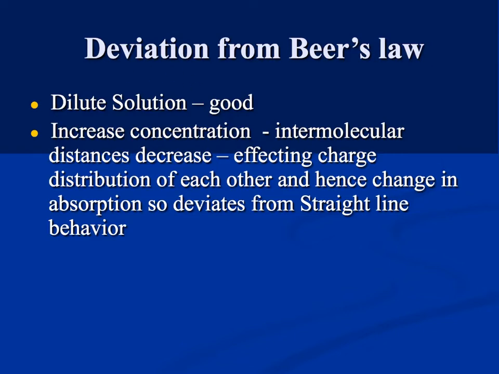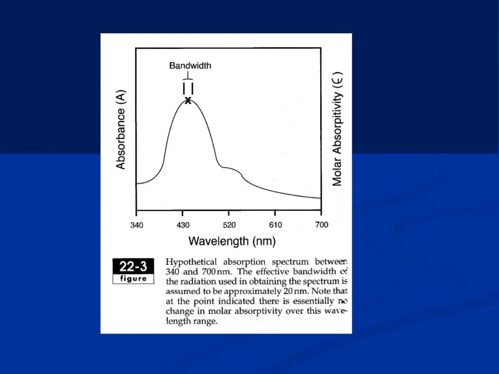Because what happens is when you increase the concentration, there are intermolecular effects, meaning two molecules may come close to each other, and they may affect the charge distribution, and hence the absorbance of the light in a molecule. So that is another thing which can happen, and you have to be careful with that.